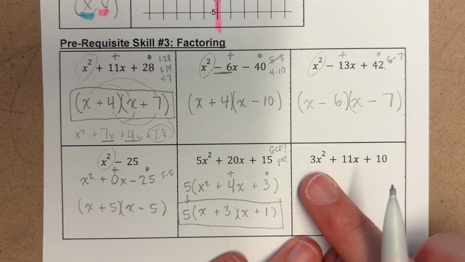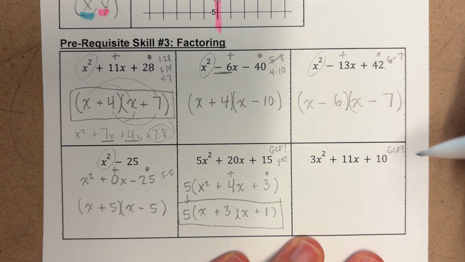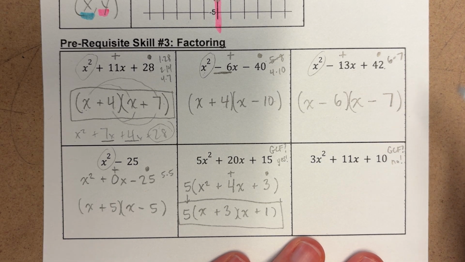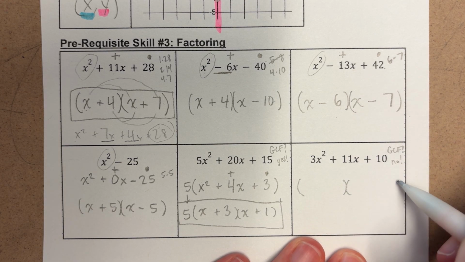Here's another one where I don't have x squared out in front. I'm gonna ask myself, is there a GCF? Is there a number that multiplies to 3, 11, and 10? And the answer is no, there's not. Okay, 3 is a prime number, so is 11, so I'm just gonna have to go like this.